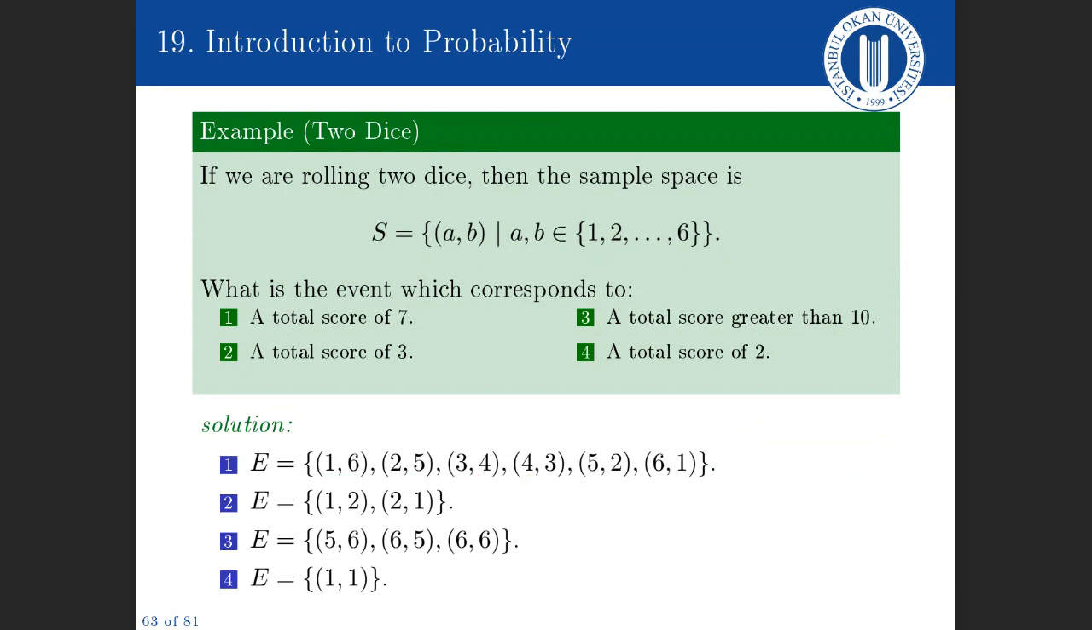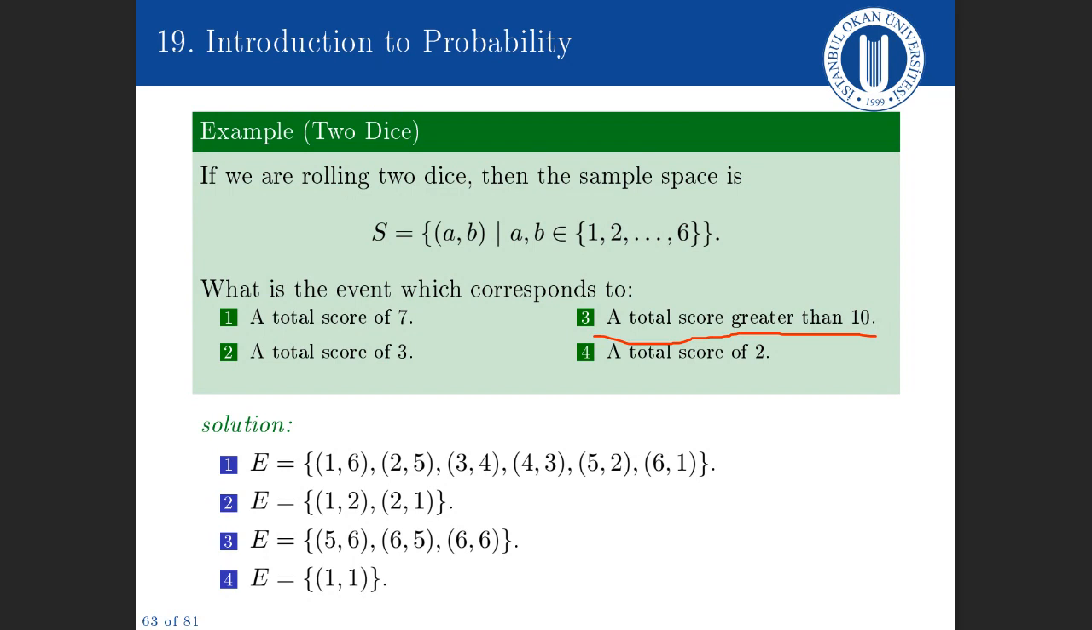We have a subset containing 6 elements. This is a compound event. How could we get a total score of 3? We could have 1 and 2, or 2 and 1. Another compound event. How could we get a total score which is greater than 10?